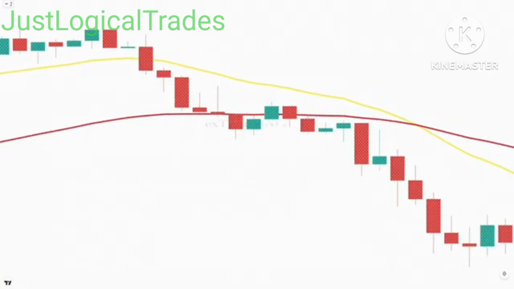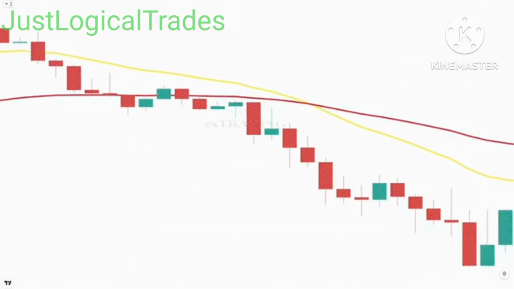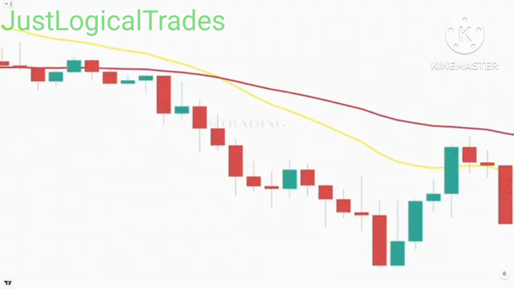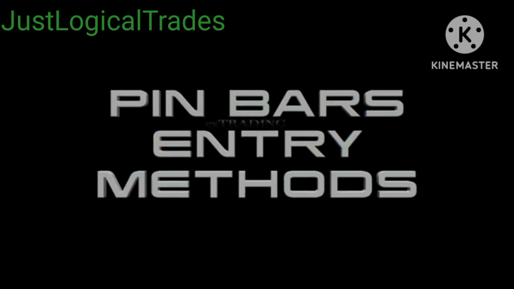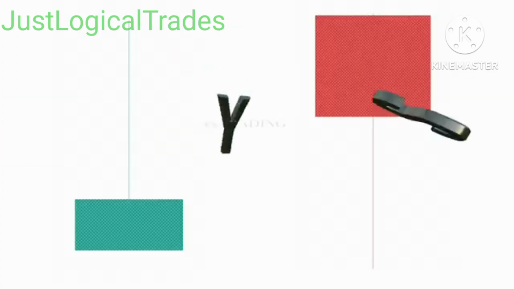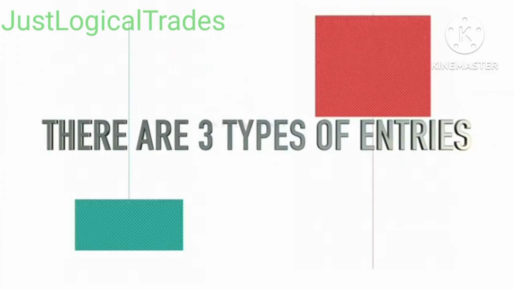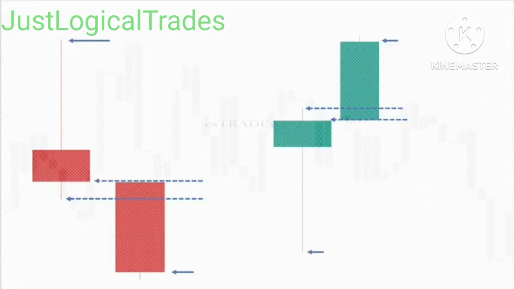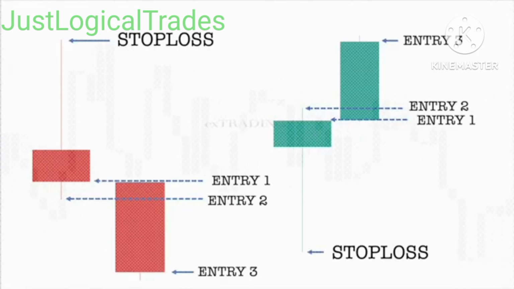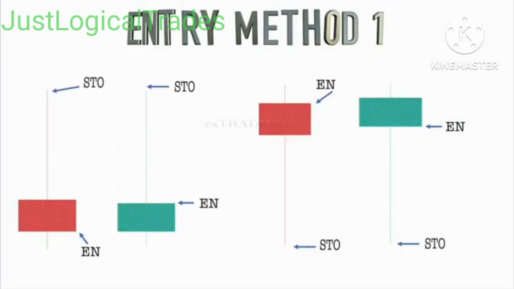Before we get into the specific setups, you need to first know how to enter a trade with the pin bars. Pin bars entry methods. After a pin bar has been formed, there are three types of entries. Entry method number 1, at the close of the pin bar. Entry method number 2, at the break of the high or low of the pin bar. Entry method number 3, at the close above or below the pin bar.